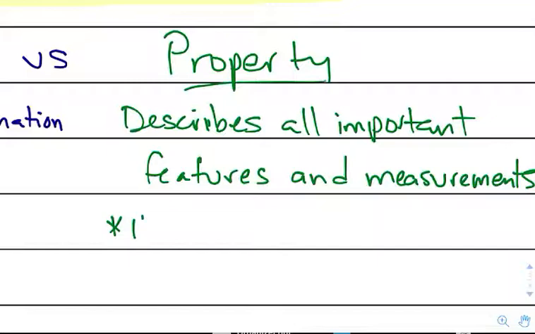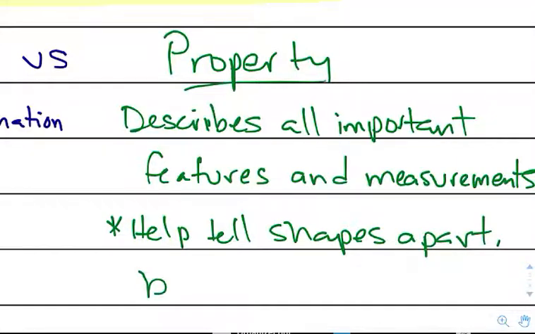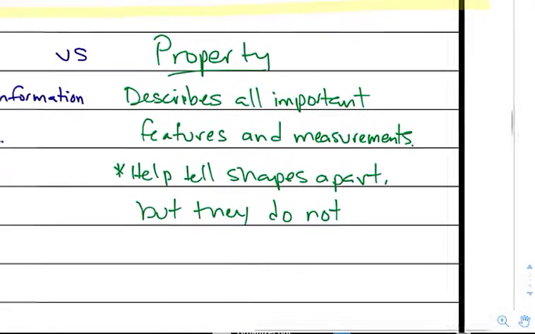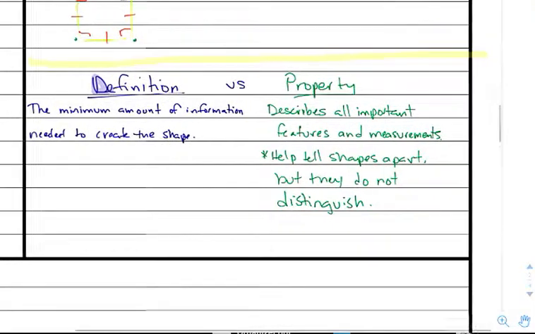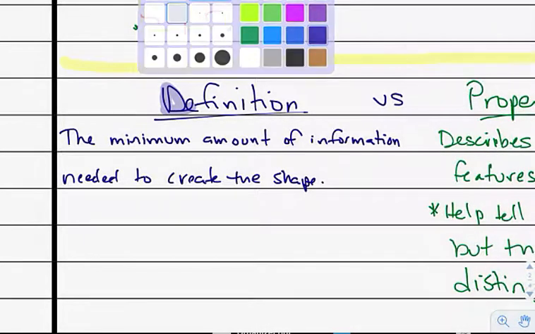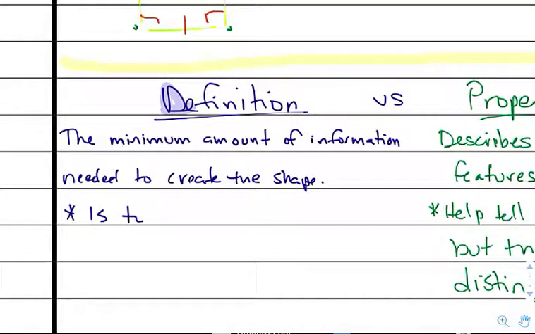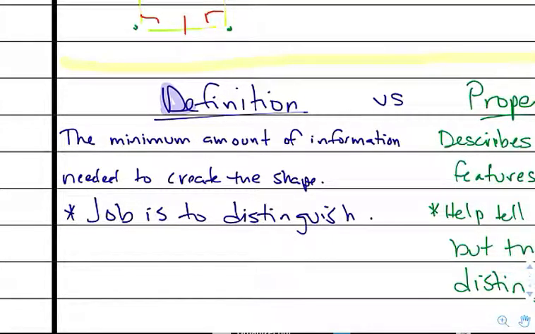They help tell things apart, but they do not distinguish. Okay? Whereas when you think about a definition, its exclusive job is to distinguish. Now, since their job is to distinguish, they are often unique.